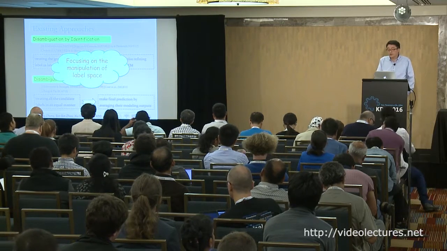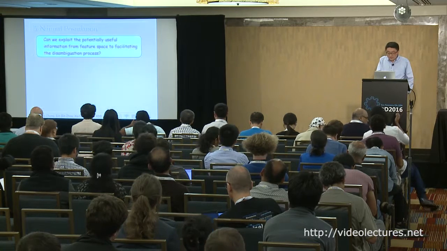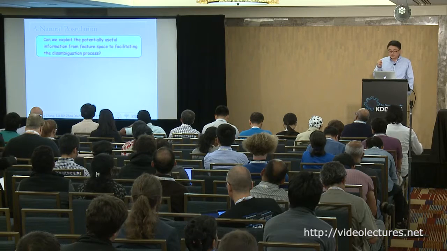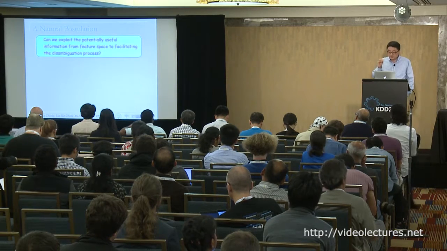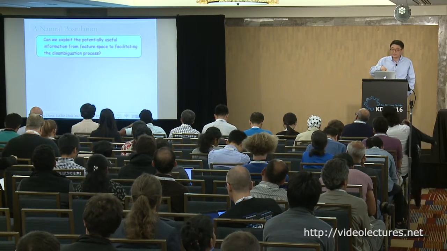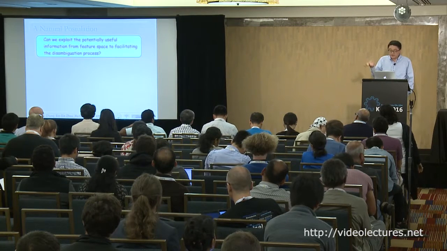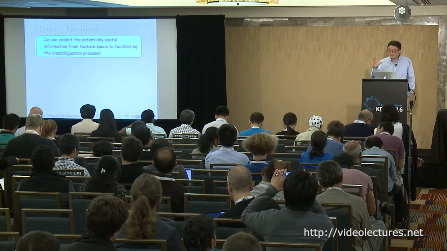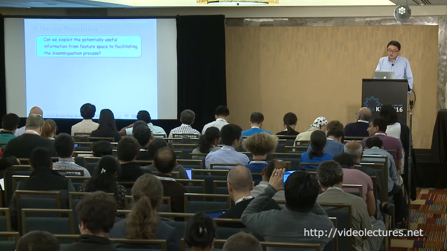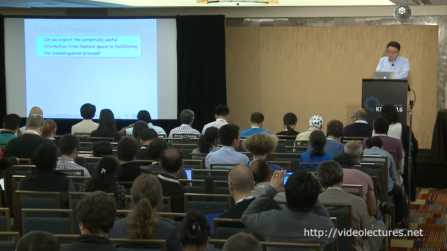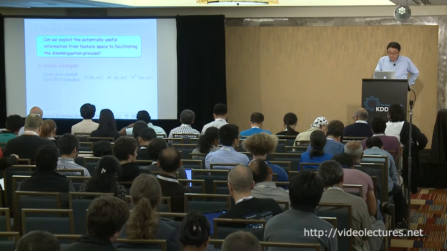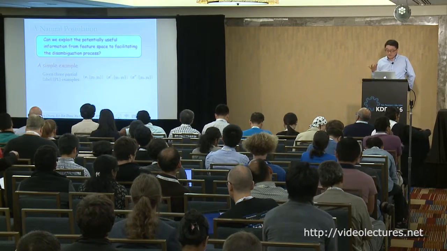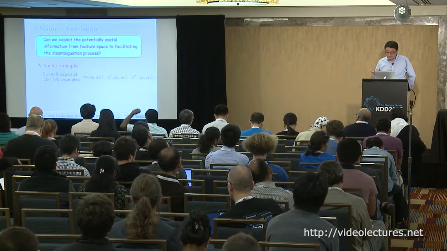But in this paper, the author proposed another approach. The idea is, can we exploit the information from the feature space, not from the label space? Because previous methods tried to change the label space. How can we use the information in the feature space to help us disambiguate the labels? So here is a simple example. How can we make use of the feature space to improve the result?